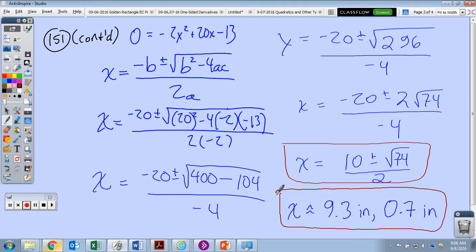They end up both being positive. Otherwise, it wouldn't have made sense because they told me there were 2 solutions. If one was positive and one was negative, or both were negative, I'd be like, wait a second. They told me there's 2 solutions. So this rain gutter could be 9.3 inches deep, or it could be 0.7 inches deep.